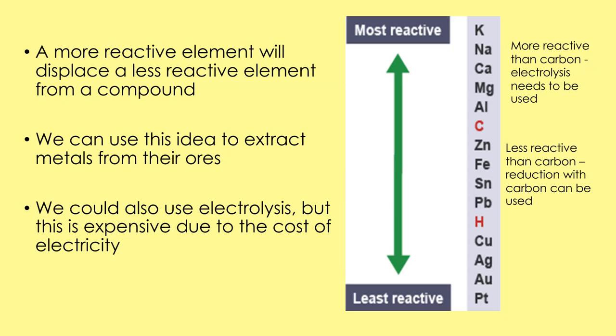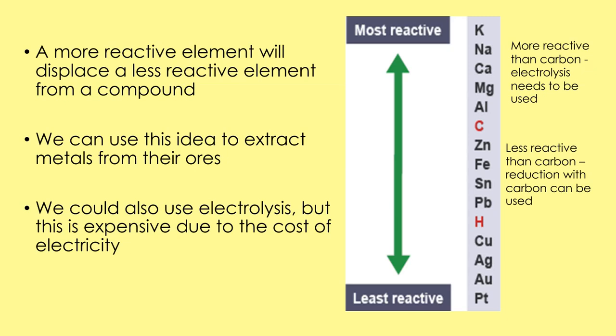So if you look at the reactivity series that's written there, anything that's lower in the reactivity series than carbon, so zinc, iron, tin, lead, copper, silver, gold, platinum, can be extracted using carbon because the carbon will come along and displace it from its compound. Anything that's more reactive than carbon, so there we've got potassium, sodium, calcium, magnesium, aluminium, can't be extracted using this method because they're more reactive than carbon.